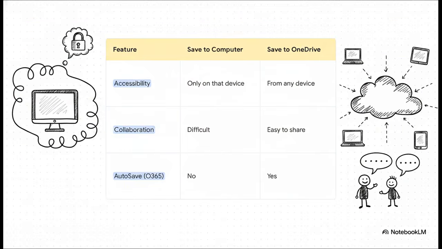And these days, where you save is just as important as how. If you save it to your computer, well, it's stuck there. You can only get it on that specific machine. But if you save it to a cloud service like OneDrive, whoa, now you can get to it from any device that has internet. And collaboration, it becomes a piece of cake. People can even work on it at the same time.